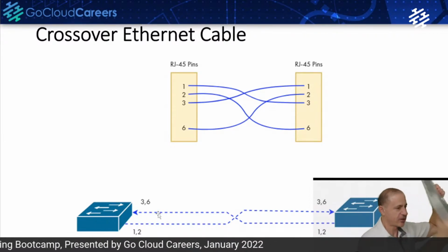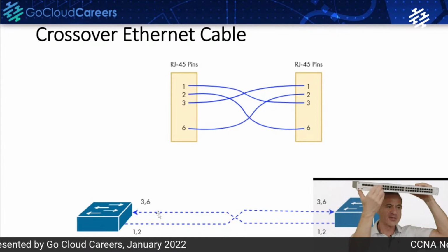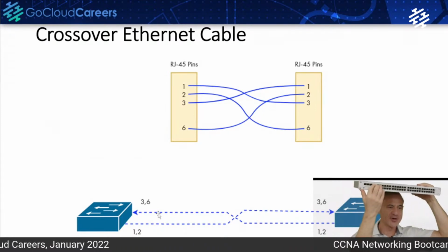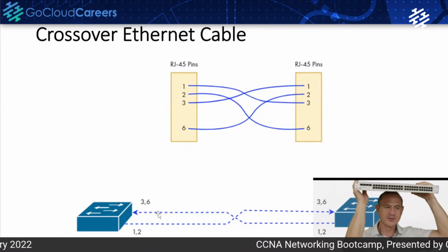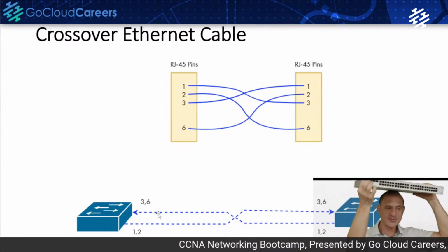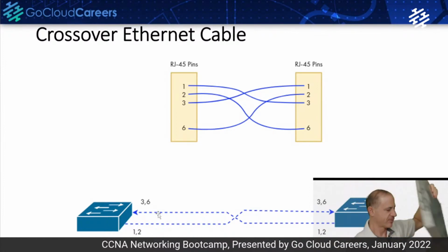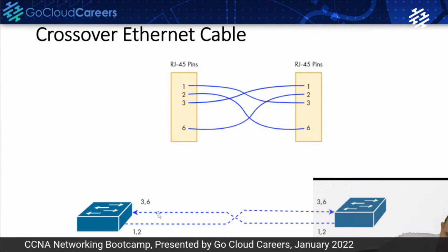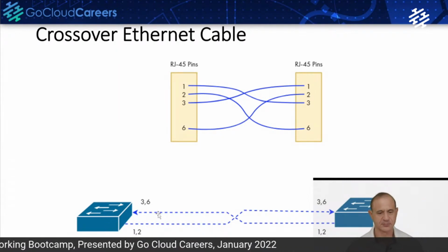So how's that going to work? Router plugs into this port, switch plugs into this port, everybody's happy. But if this switch plugs into another switch, we need a crossover cable, assuming it's on a copper port, not fiber optic.